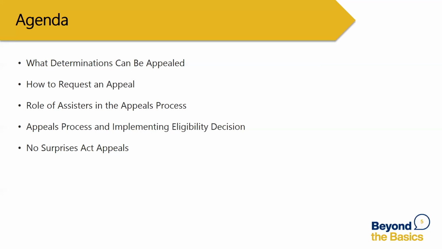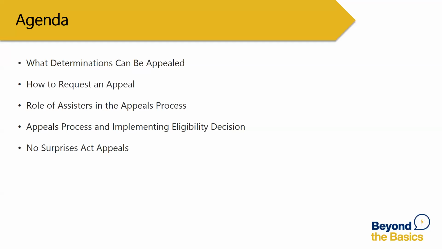So in terms of what we're going to cover today, there are 5 main points that I'll go through. What types of determinations can be appealed, how individuals can request an appeal, the role of assisters, including navigators, certified application counselors, and others in the appeals process, what happens when someone files an appeal, and if a decision is made in favor of the individual.